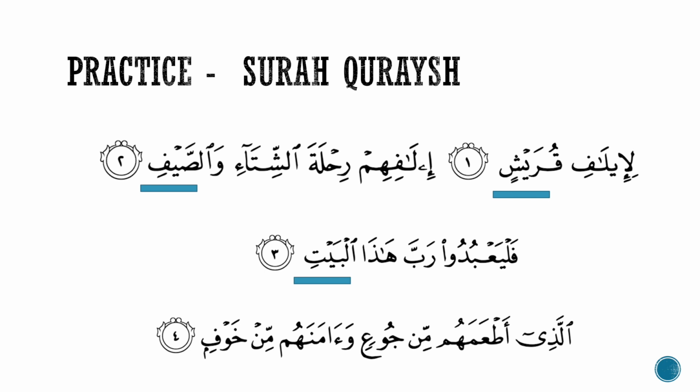الذي يطعمهم من جوع وآمنهم من خوف. So we have a waw sakina preceded by a fatah and followed by the letter fa, where we will put a temporary sukoon, which makes it mad leen.